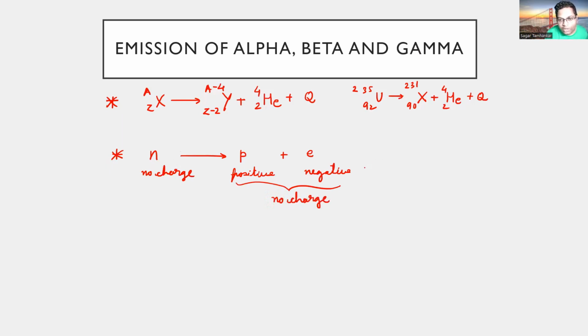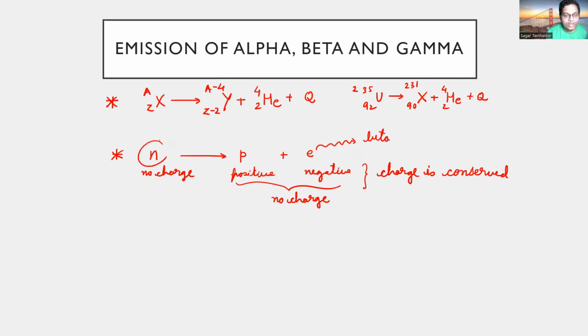So therefore, what can I say? The charge is conserved. So this is a neutron inside the nucleus. That neutron turns into a proton and an electron, and this electron is emitted as beta from the nucleus.